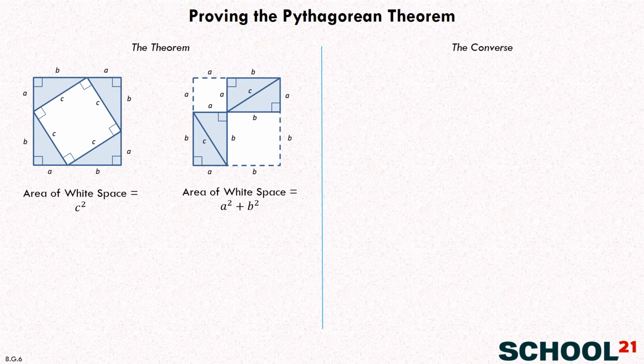But we also know that these are the same four triangles, and so the white space over here must equal the same white space here, because together the white space and the triangles make up the same square, right? So we can say that this white space is equal to this white space. And let's go ahead and write that. So c squared must be the same as a squared plus b squared.